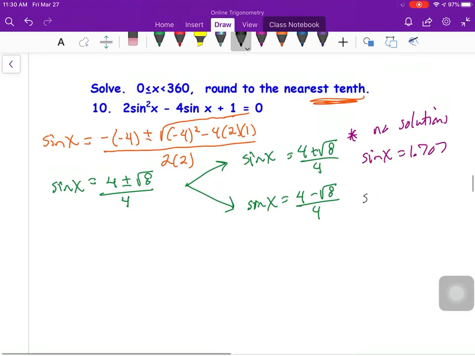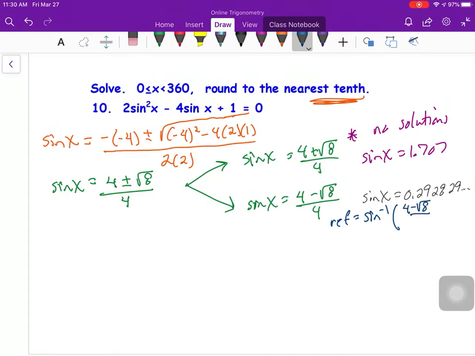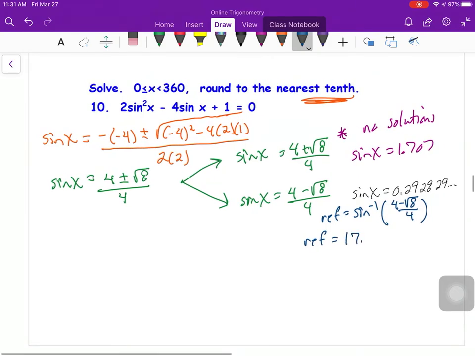For the other part of the problem, if I take 4 minus the square root of 8, and then I divide that total by 4, I get this decimal, 0.292829, and it keeps going. Well, this one can give us some values, but it certainly isn't going to be quadrantal, and it isn't going to be one of our reference angles 30, 45, or 60. So to get our reference angle, we'll have to take the inverse sine of that number that we got when we worked this out. And my reference angle to the nearest tenth comes out to be 17.0 degrees.